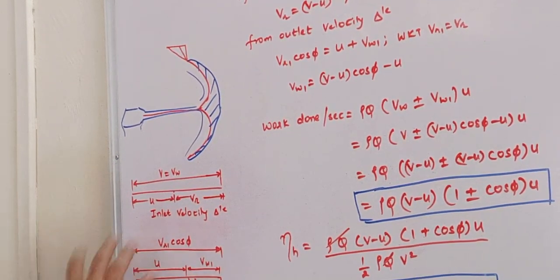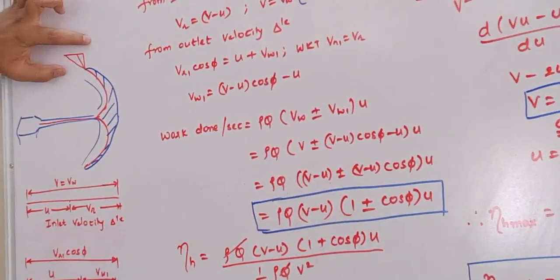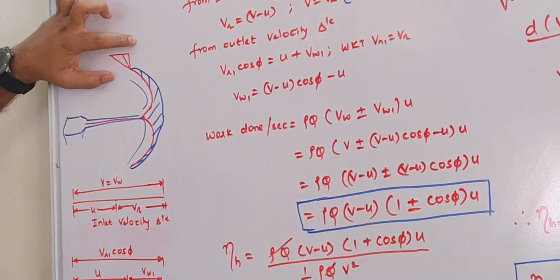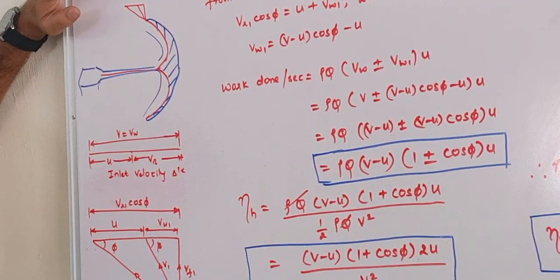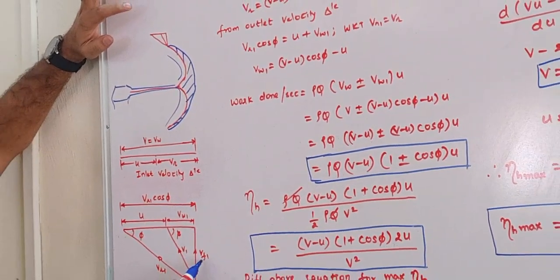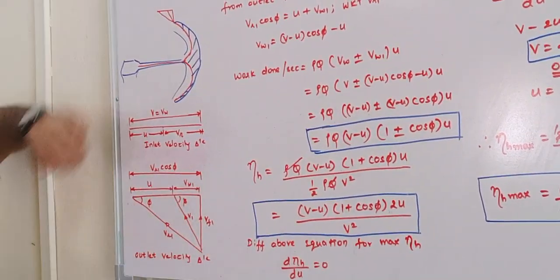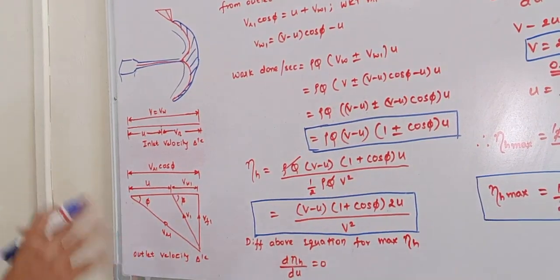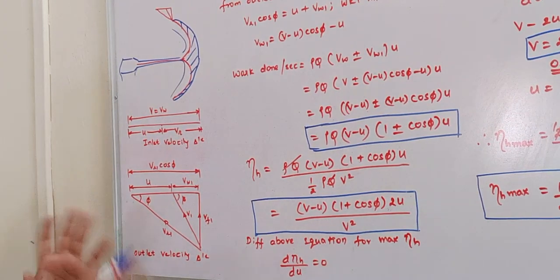Now we'll go to the outlet velocity triangle. I have already shown you how the outlet velocity triangle looks in this figure also. Over here you can see our outlet velocity triangle. This is Vr1, this is V, this is Vf1, Vw, u, Vr1 into cos phi. These are the regular nomenclatures of the outlet velocity triangle which we used to derive. I hope you all remember this.